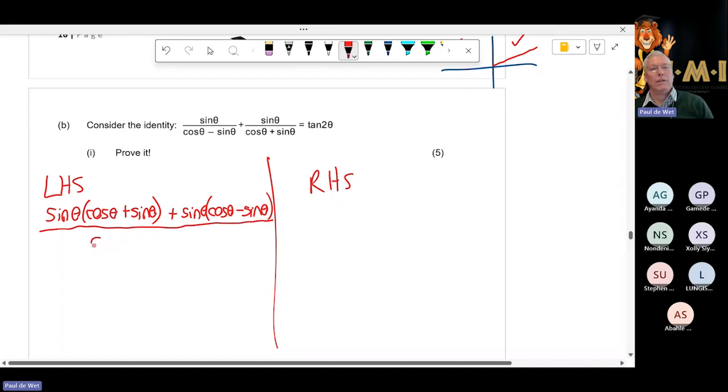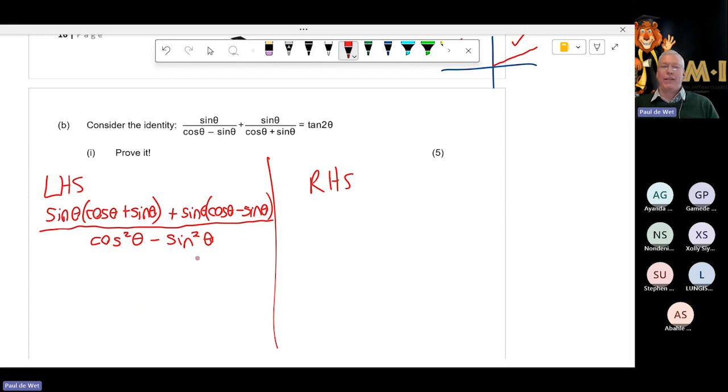Cos squared theta minus sine squared theta. All right, very good. So what we've got here, you've added those two fractions. Now, guys, remember, and I've spoken to you about this many times, you need to learn your identities.